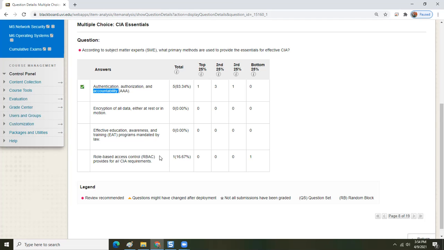Now we've extended that idea a little further, but in classical terms, the subject matter experts have always said that this is like the first leg of a three-legged bar stool, AAA, and then like risk management, and then there's one other. Since the beginning of time, people have always thought that AAA was absolutely essential for effective CIA. But that didn't mean that other things weren't important. Any questions about this?